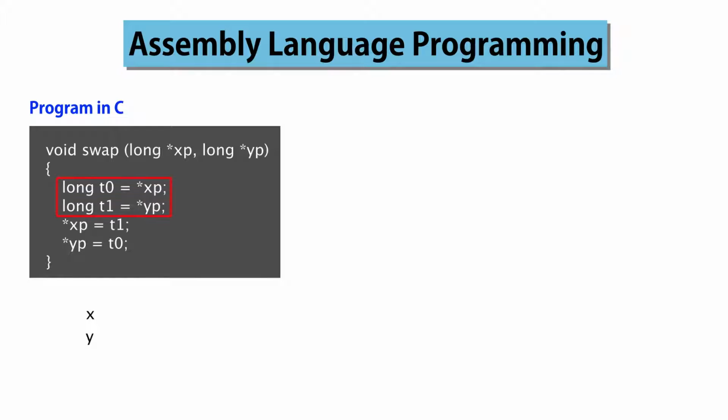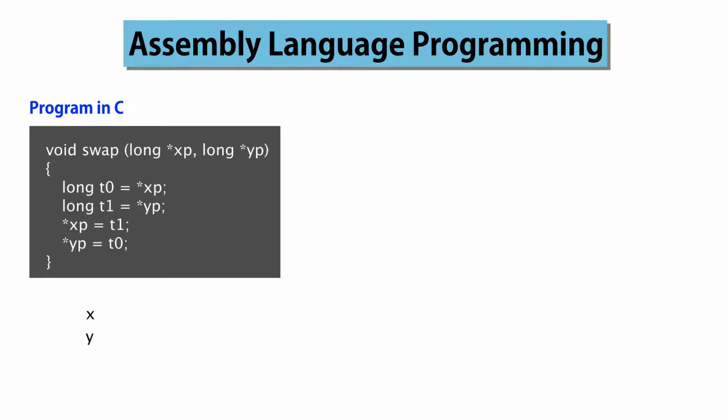We fetch x and y into local variables t0 and t1 by dereferencing their pointers. Then we store the integers back into memory, each in the location previously occupied by the other. That's how we do this swap in C.